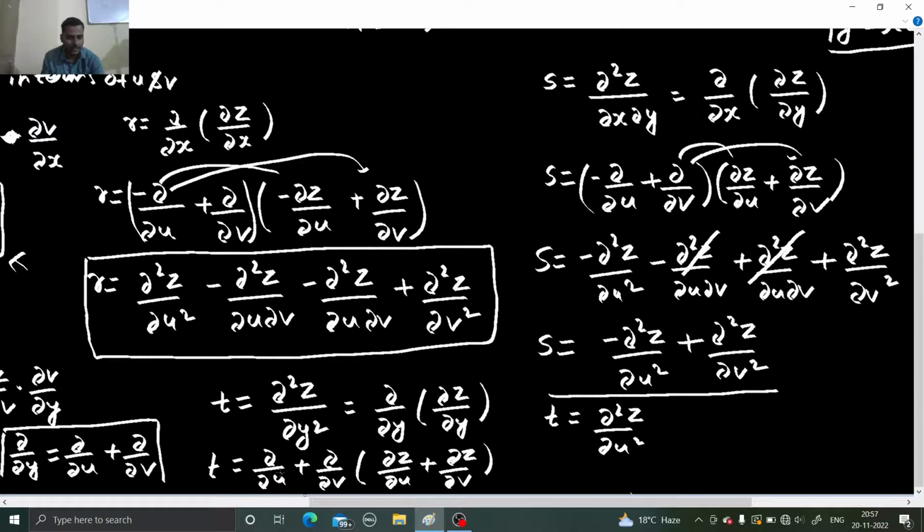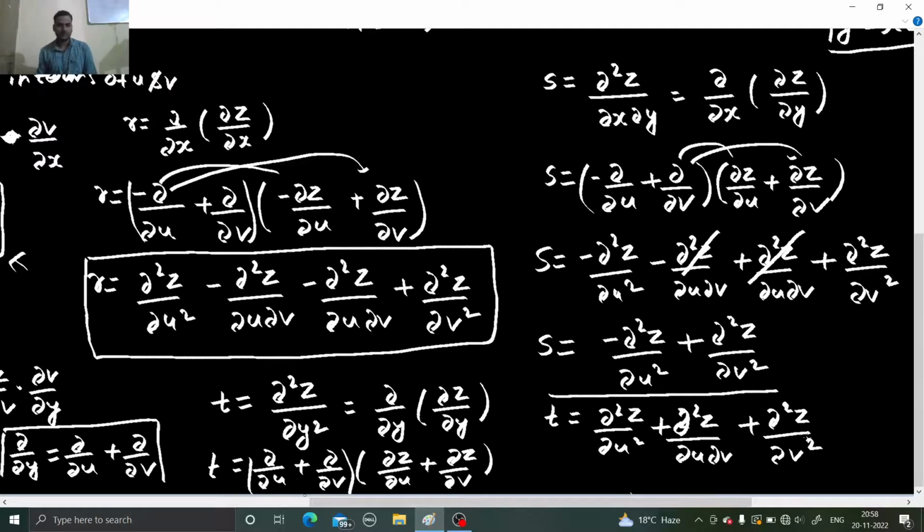Then, just multiplying this, I am getting del 2z by del u del v, del 2z by del u del v twice, so 2 times del 2z by del u del v, and finally del 2z by del v square. So we found p, we found q, we found r, s and t.